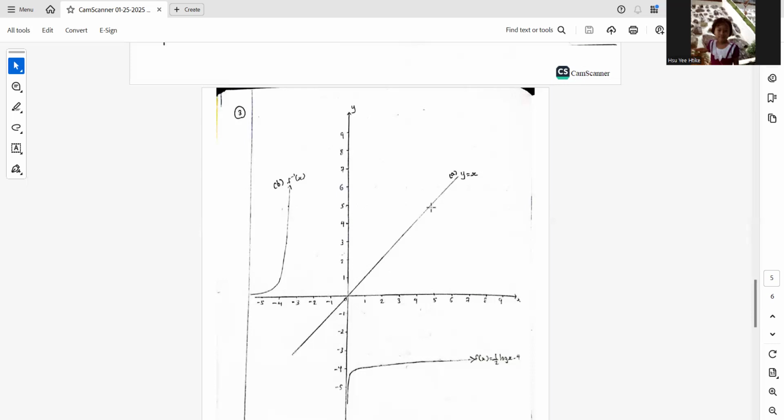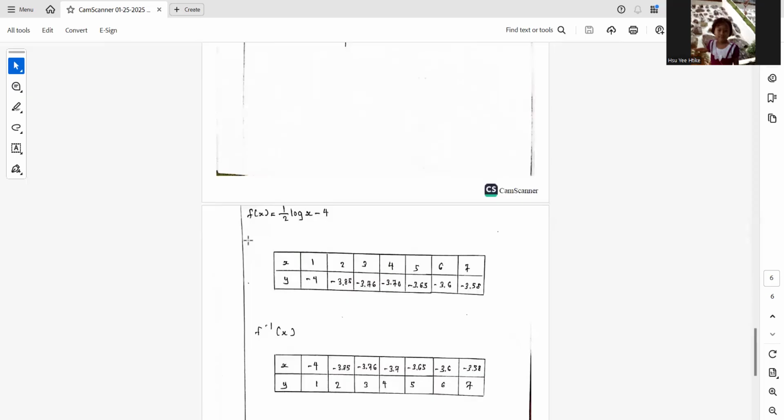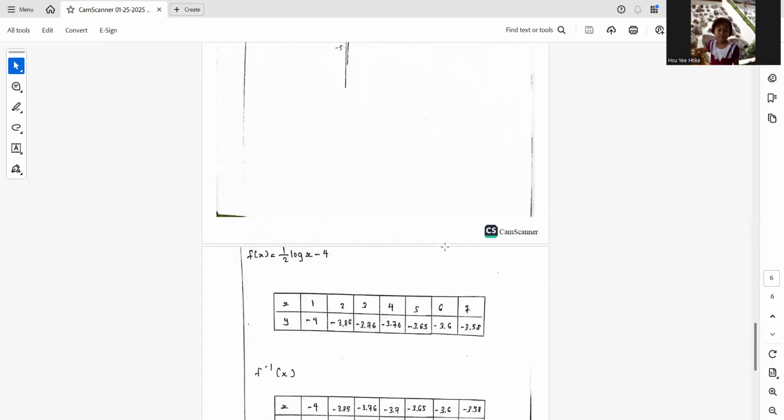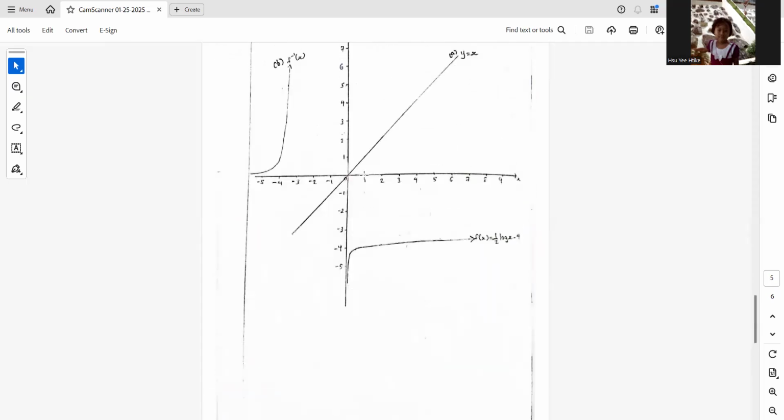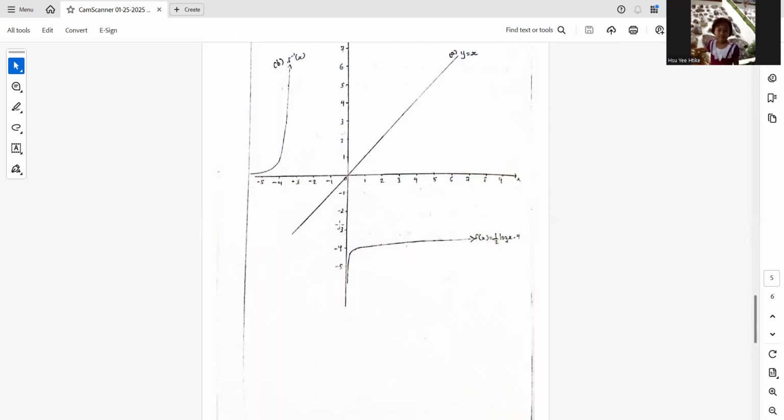According to the question, I have to draw the function f of x first on the grid. So I put the value of x like this, and the value of y came out like this, like I have written in this table. Then I took these coordinates and plotted them on this grid, and the graph of f of x is equal to half times log of (x minus 4) came out like this.